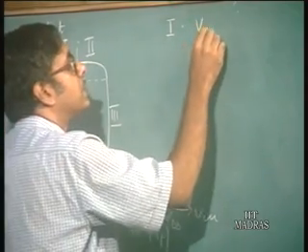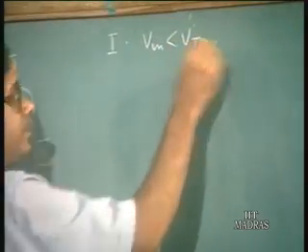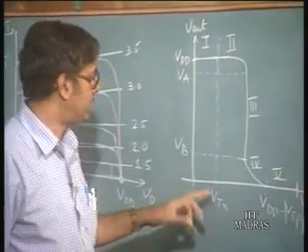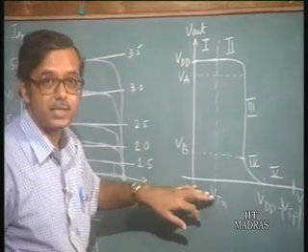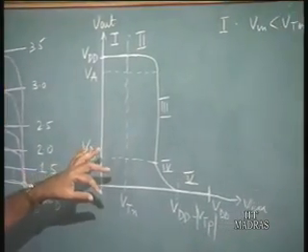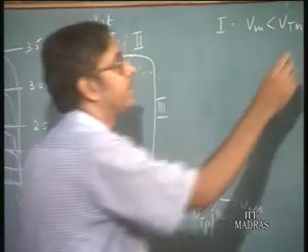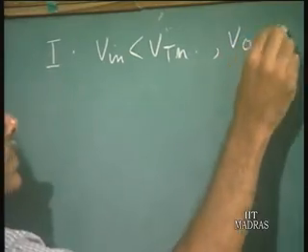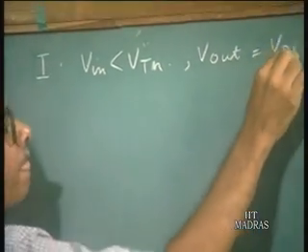Number 1, for the first region, V in is less than VTN, which means that the NMOS transistor is off, it is not conducting. The PMOS transistor, however, is conducting, so the output voltage is going to be VDD.